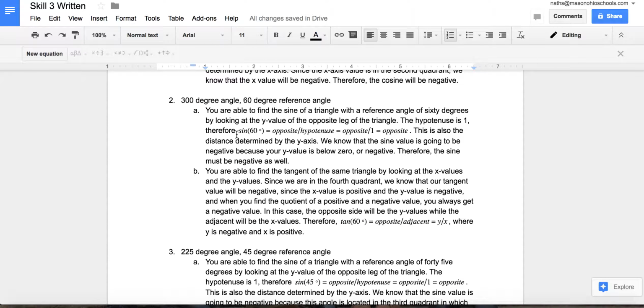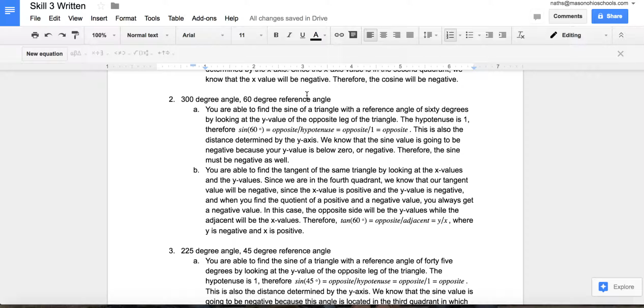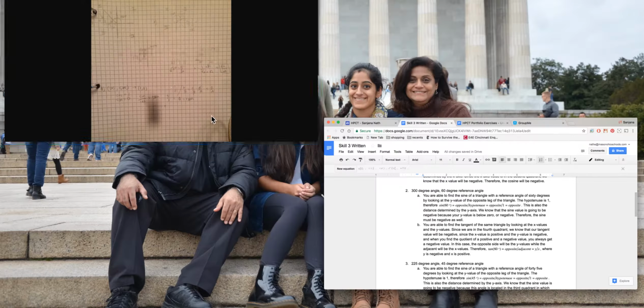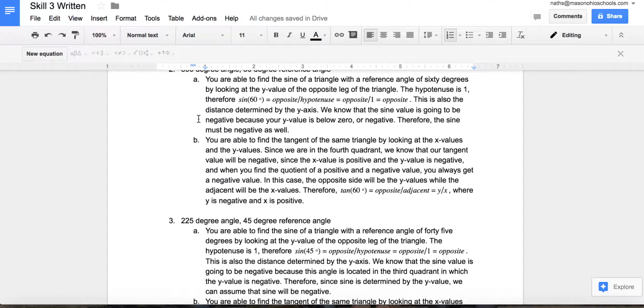As for the next one, that is a 300-degree angle with a 60-degree reference angle. So that's going to be in the fourth quadrant. That one is right here, this one, and it is a 60-degree angle. So again, we know it's a 30, 60, 90-degree angle. I'm sorry, the quality is kind of bad, but I will do my best to explain.